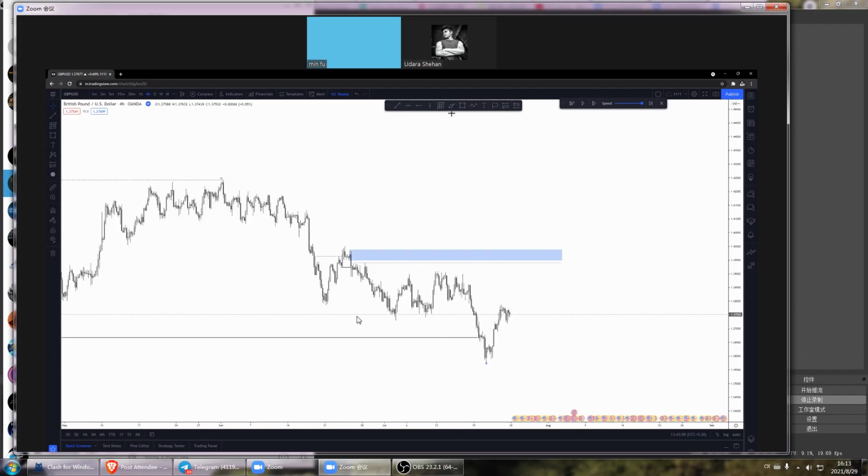So every time price pulls back down, we're buying from here. Then it goes back up. Every time it pulls back down, we're buying once again, like this. Every time it pulls back, we're buying. Can you understand that? Okay, this is what we do.